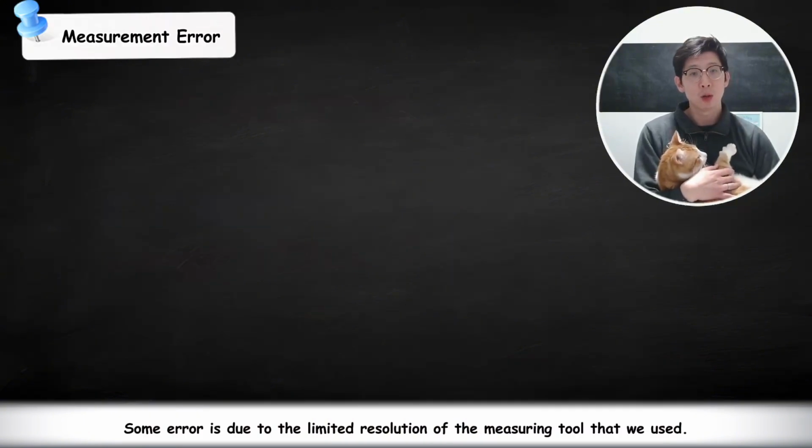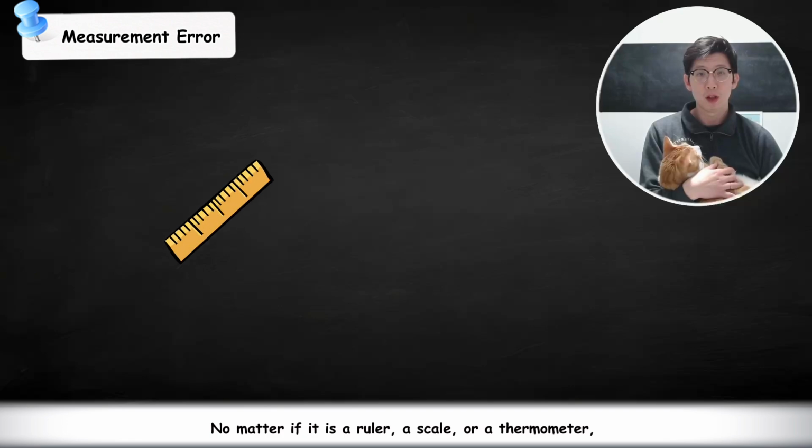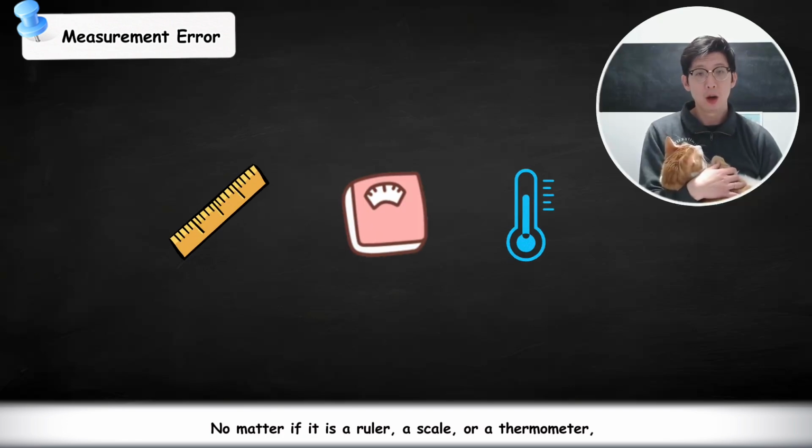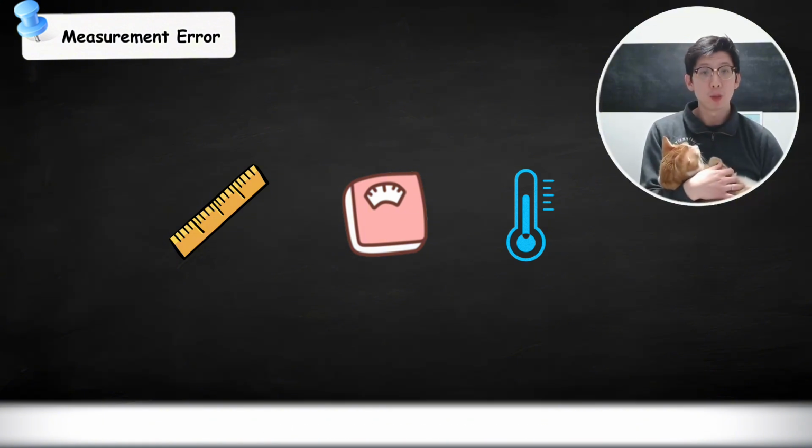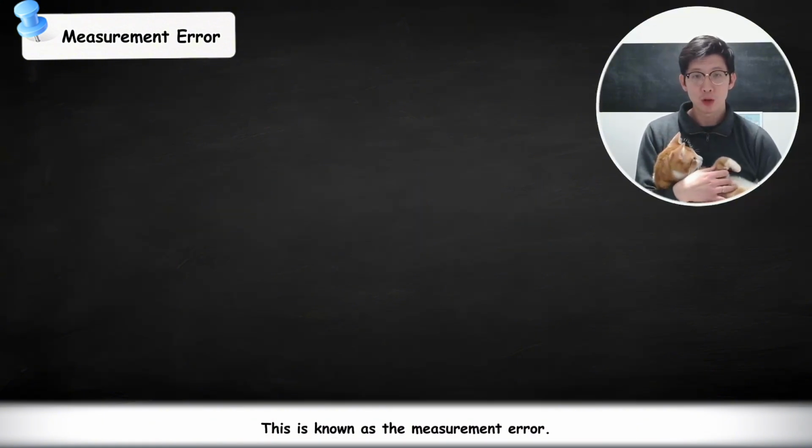Some error is due to the limited resolution of the measuring tool that we used, no matter if it is a ruler, a scale, or a thermometer. We will not be able to draw meaningful claims beyond the smallest division of the equipment. This is known as the measurement error.